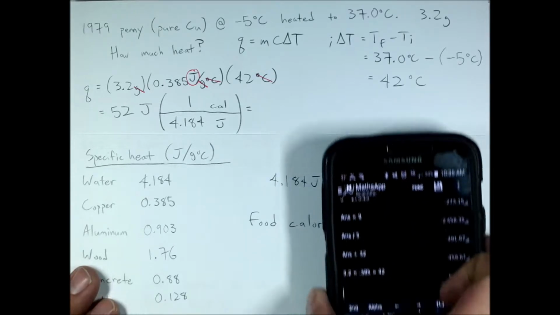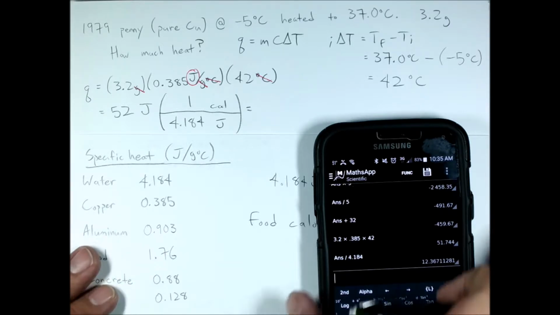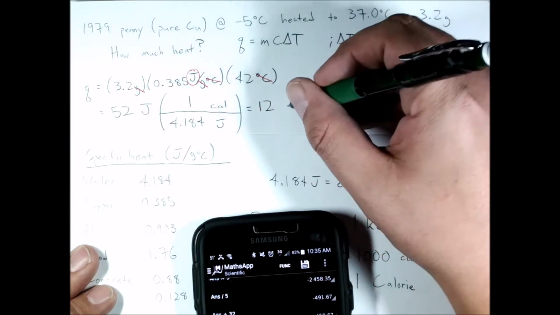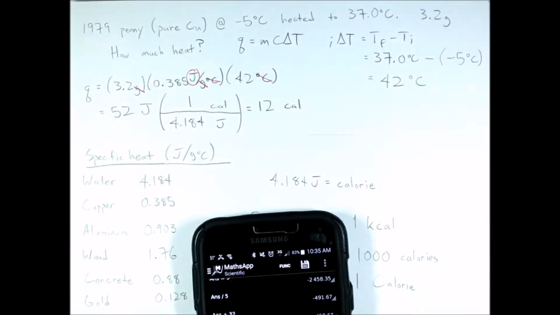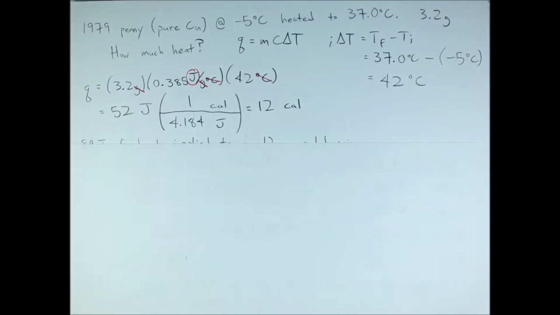All right, and without clearing my calculator from the previous example, I'm just going to go ahead and divide it by 4.184. And I'm getting 12.367, etc. So 2 sig figs. I'm going to write my answer as 12, and be careful here, lowercase c for a calorie.